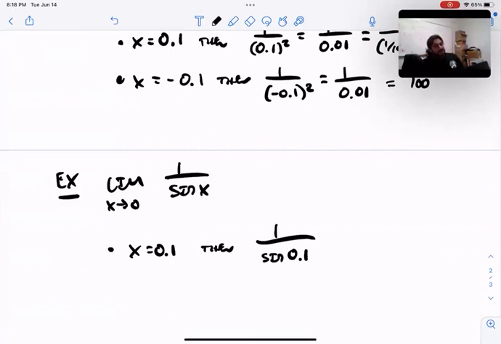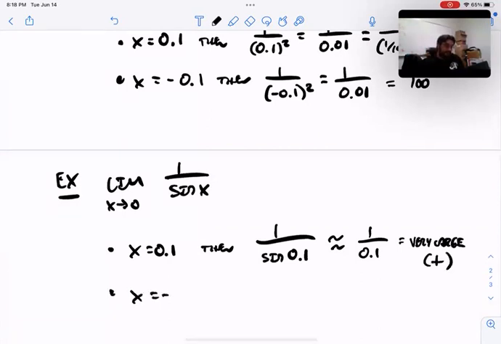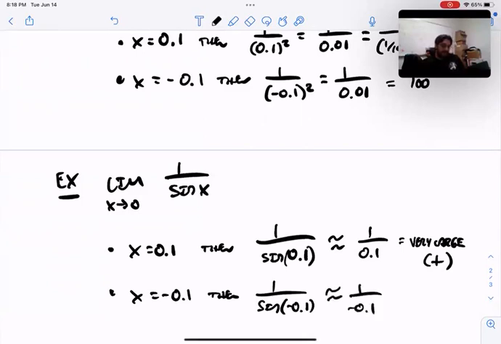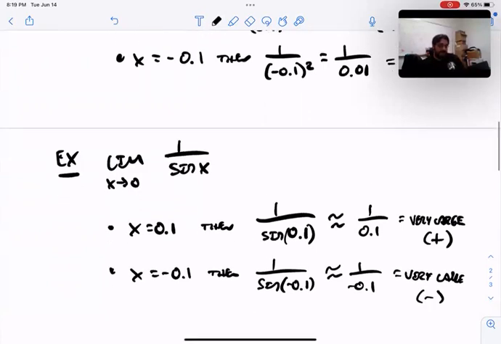And I know by the small angle approximation, this is roughly 1 over 0.1, right? When you plug a small number into sine, it returns basically the same value, very, very close to the same value. So this would be something like 1 over 0.1. So this is going to be a very large positive number, right? Whereas on the other hand, if I plugged in negative 0.1, then I'm going to get sine of minus 0.1, right? And this is going to be very close to 1 over negative 0.1, which is going to be very large, but negative, right? These are going to be opposite sign.